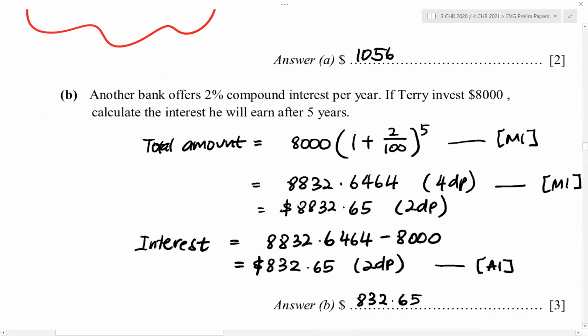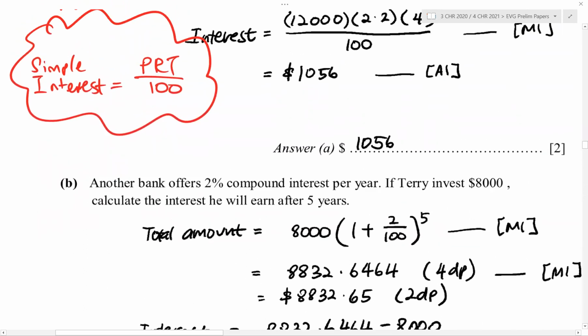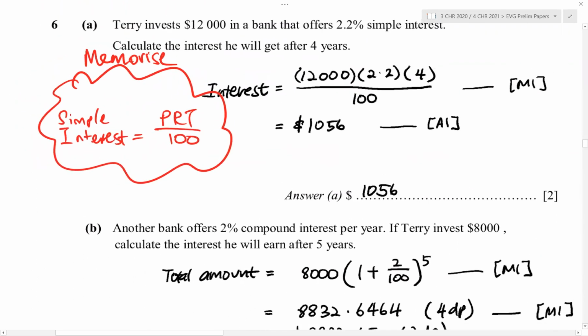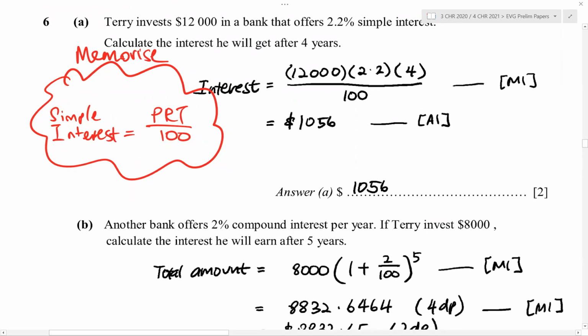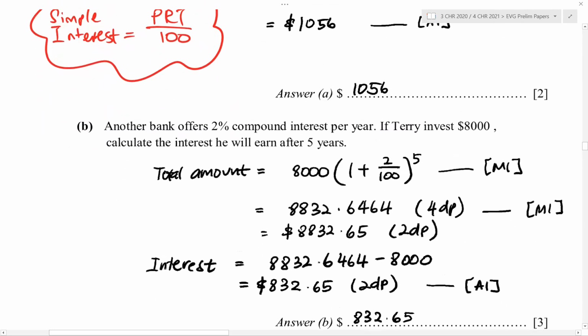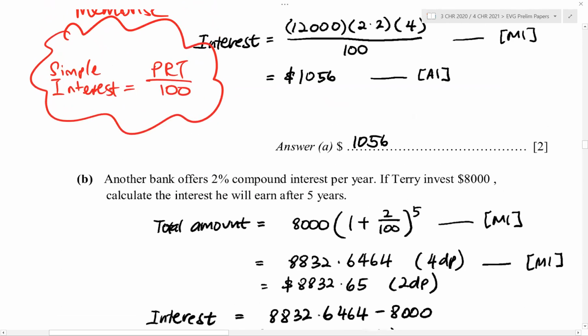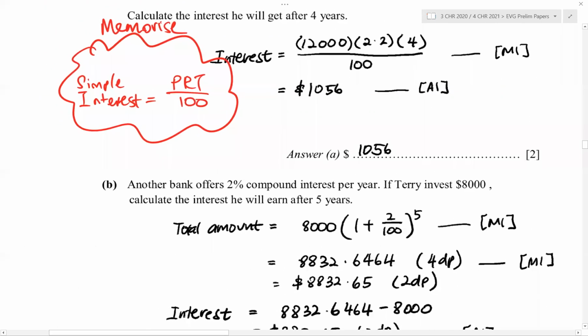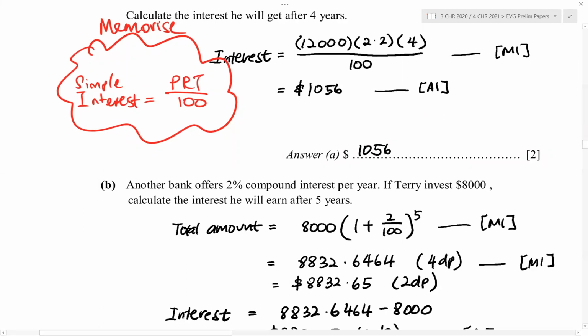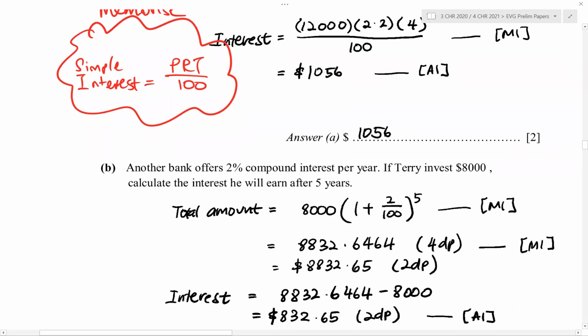Part B. Okay, this is compound interest, yes. Yeah, compound interest formula is on the cover page. So answer 882, no, it's 832.65. Yes? What about 0.64? Never round up. Then wrong. -1 for your accuracy overall paper.